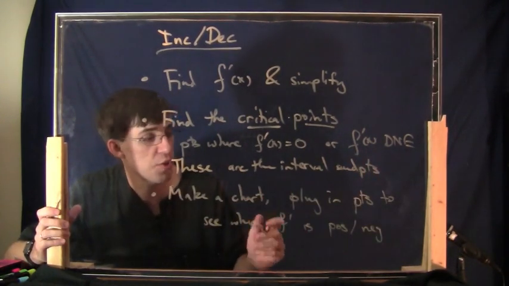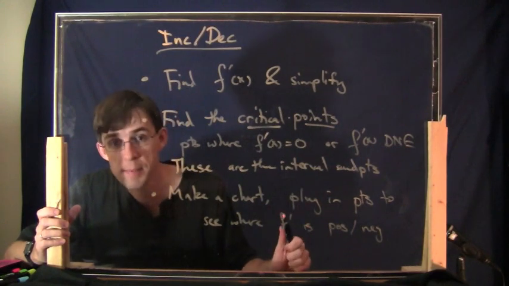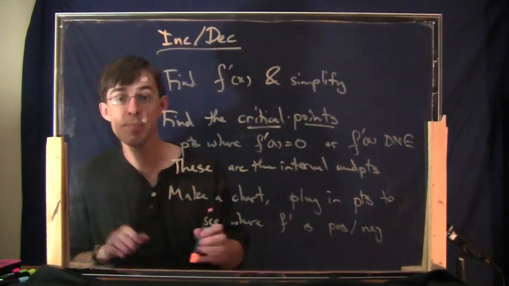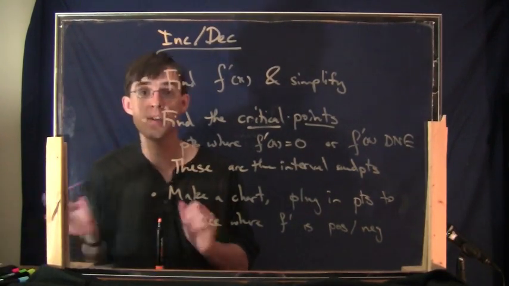All right, the last step is make a chart. Plug in points to see where f prime is positive or negative. That's what we did last time. So let's just try a couple of examples. These will be harder than they were last time.